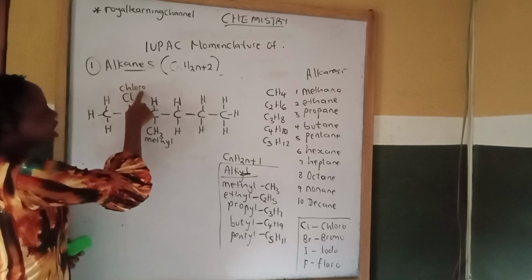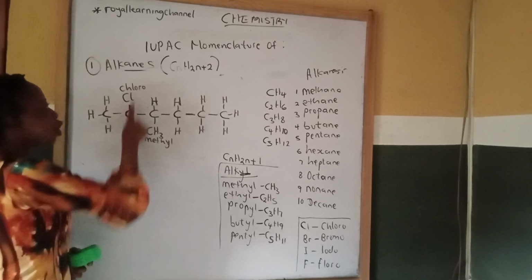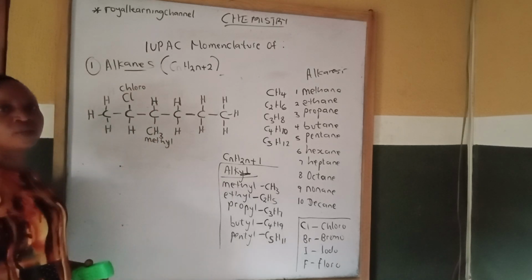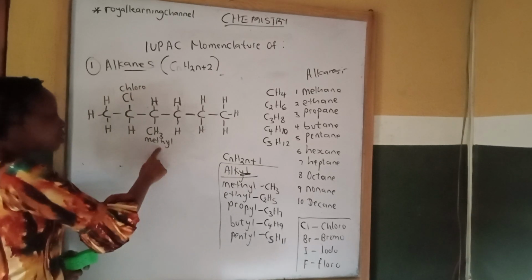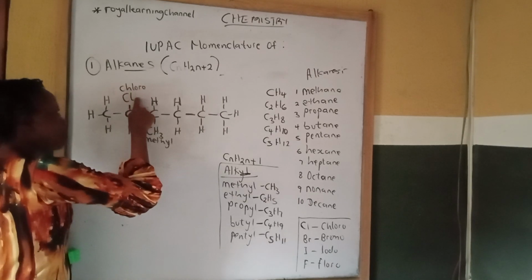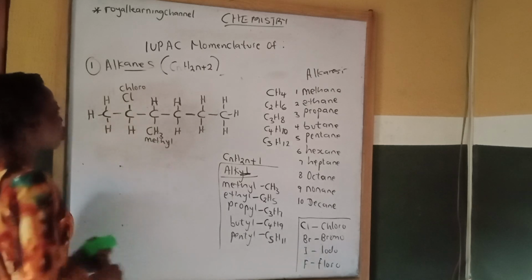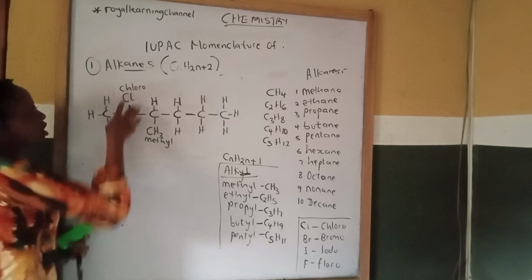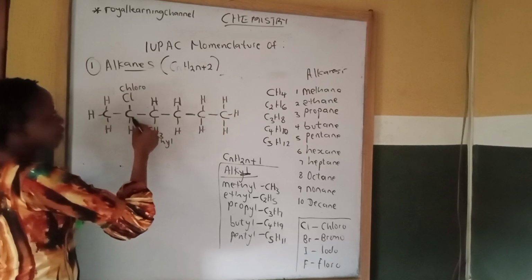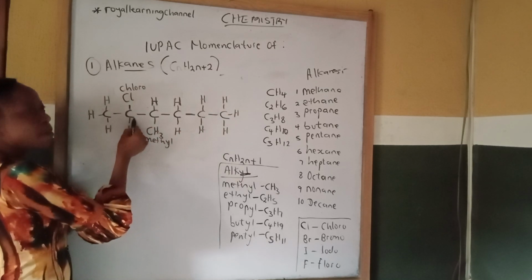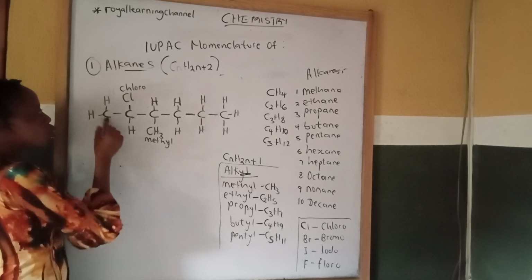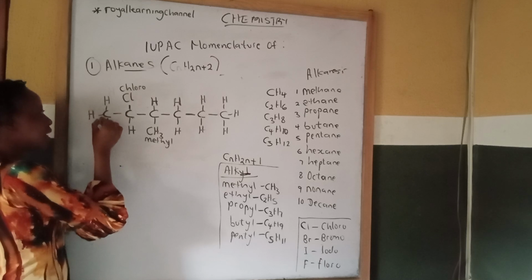Chlorine is inorganic. So in naming, you consider chlorine first. Chlorine will come before methyl because the rule says that we name inorganic before organic. Now let's consider our chlorine in naming. If I count from my right hand side, 1, 2, 3, 4, 5, chlorine will be on the 5th carbon atom. But if I count from my left hand side, 1, 2, it is on the 2nd carbon atom. So we consider the left hand side in numbering.